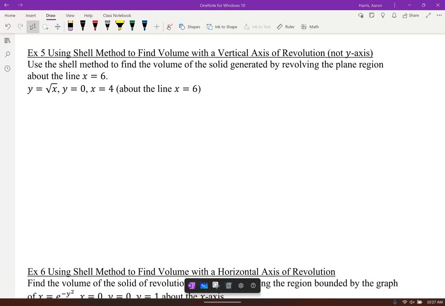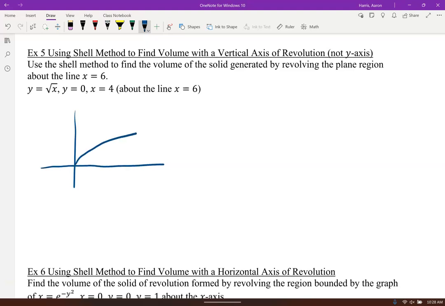So this last one with a vertical axis of revolution is revolving about x equaling 6. So it's that same visual, y equals root x, x equals 4, y equals 0. So here's the region again. But this time, we're going to revolve it about x equaling 6.